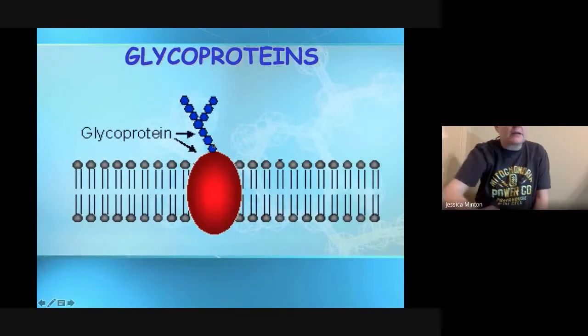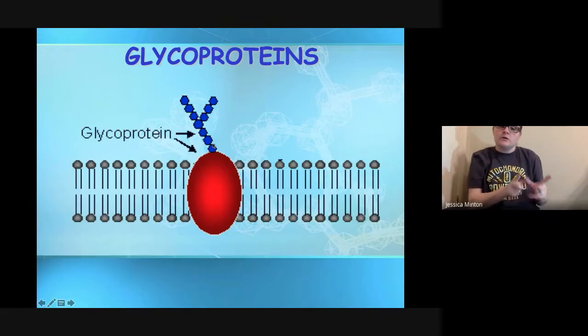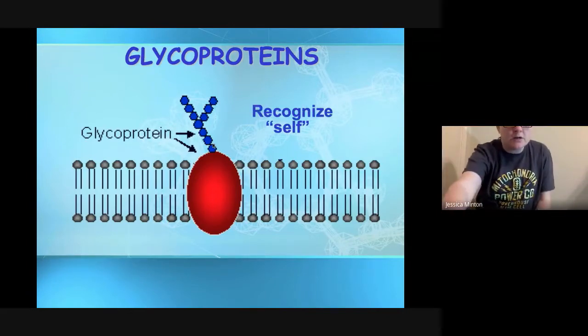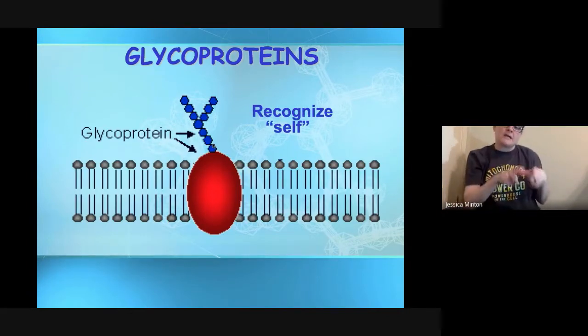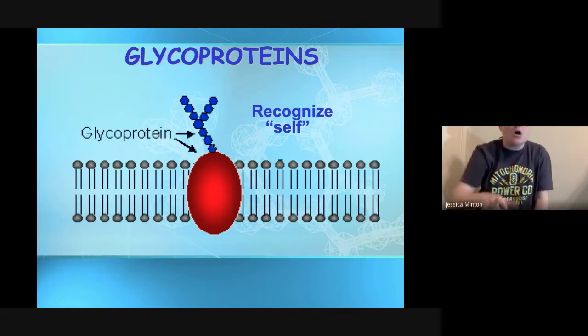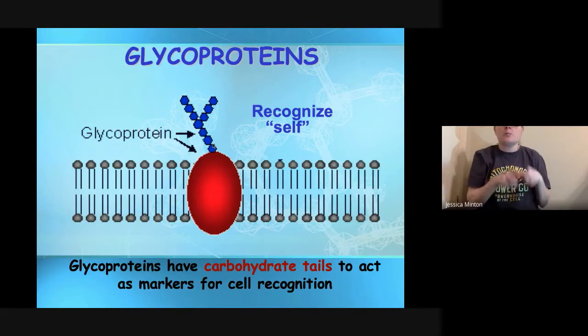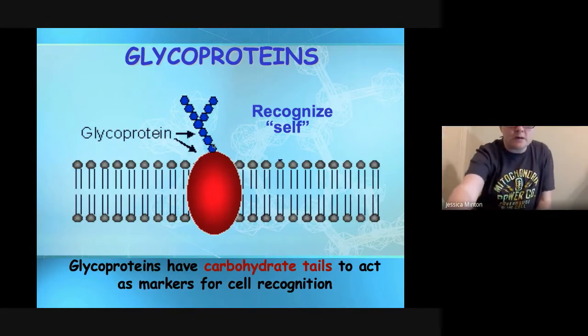And these glycoproteins, glyco, the same as some of our carbohydrates, right? Glycogen, glucose. So we're looking here at these markers to recognize each other or recognize what needs to go in and out, and they are going to be carbohydrate tails. And that's going to help them with the cell recognition.